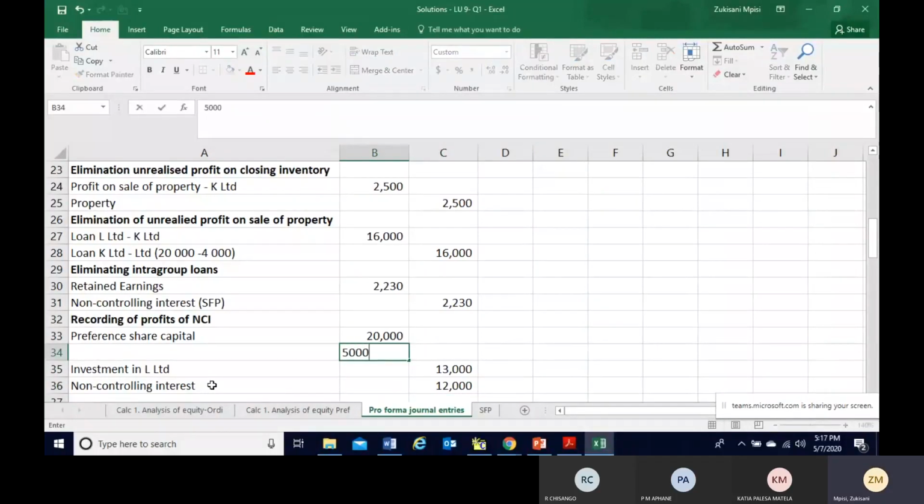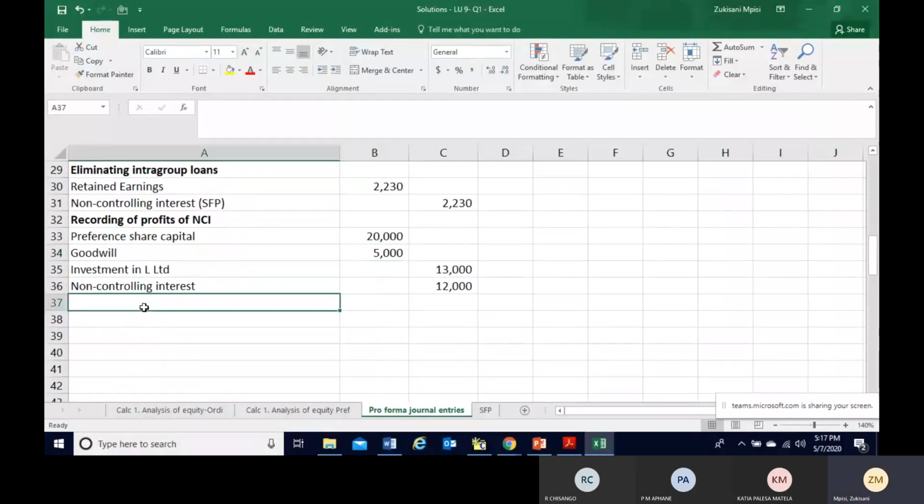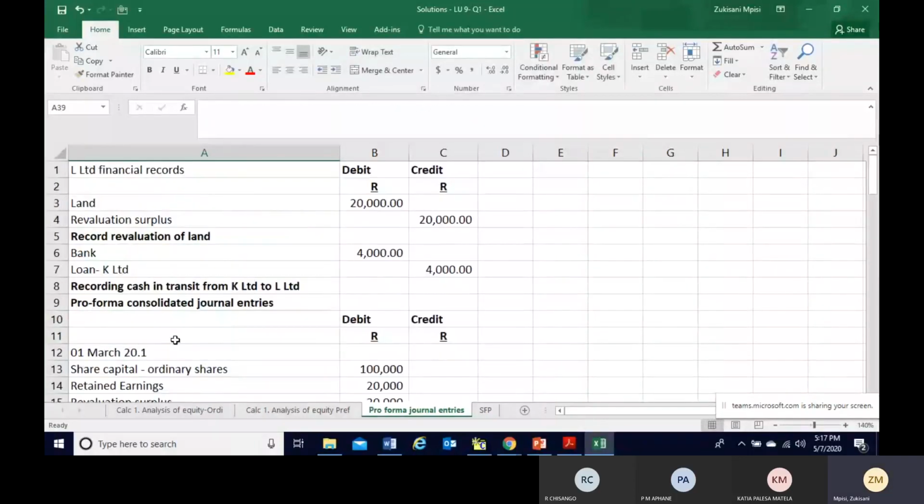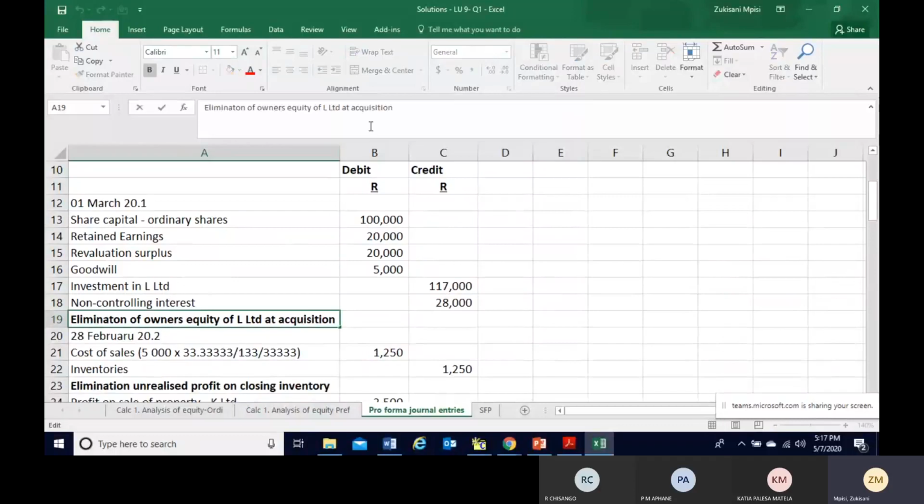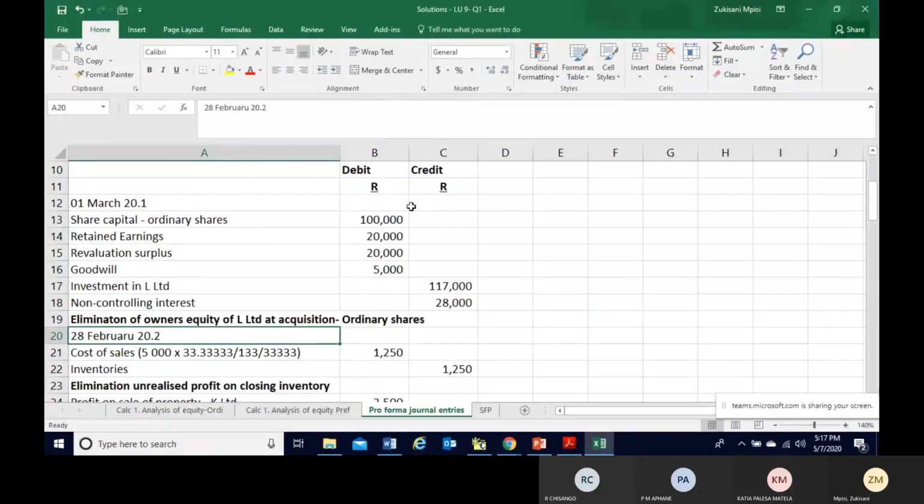And our goodwill was 5,000. Goodwill was 5,000, and this is eliminating at acquisition, and this relates to preference shares. And therefore, we can go in the beginning, first one, and say at acquisition relates to ordinary shares. Right.